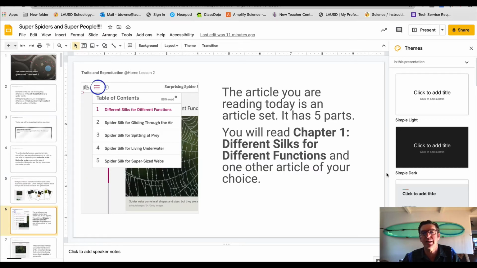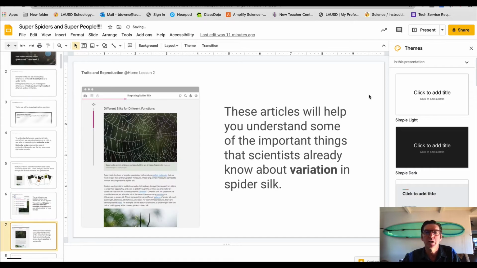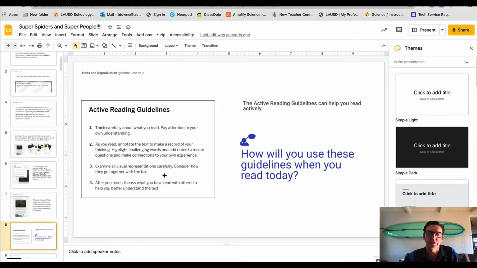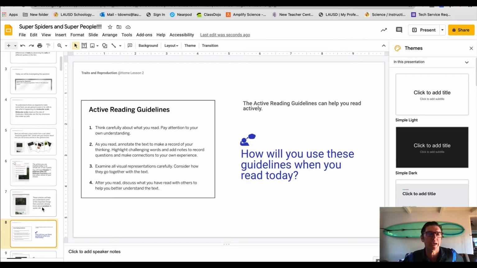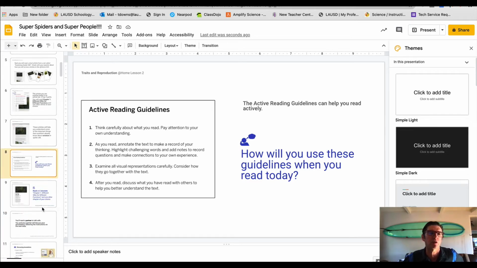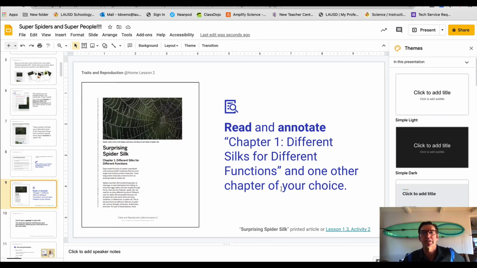The article you are reading today is an article set. It has five parts. These articles will help you understand some of the important things that scientists already know about variation in spider silk. Now remember, variation: just like people have variations, so do spiders. How we'll use these guidelines, we've reviewed those before. Pay attention, look at visuals, close read, think about definitions. Read and annotate chapter 1, Different Silks for Different Functions, and one other chapter of your choice.